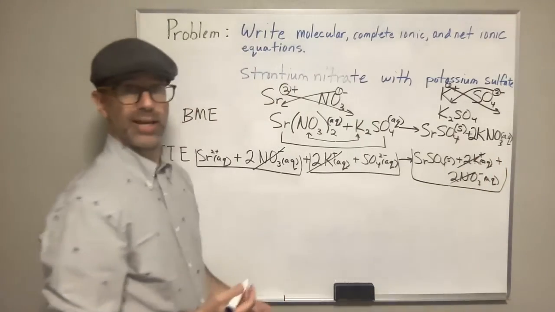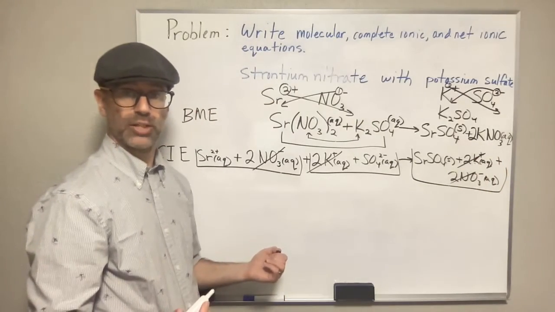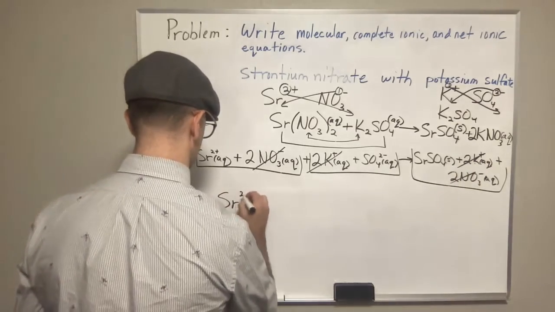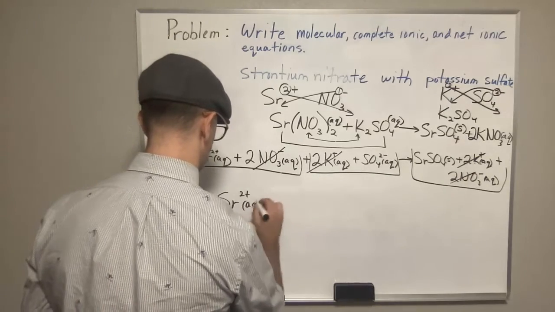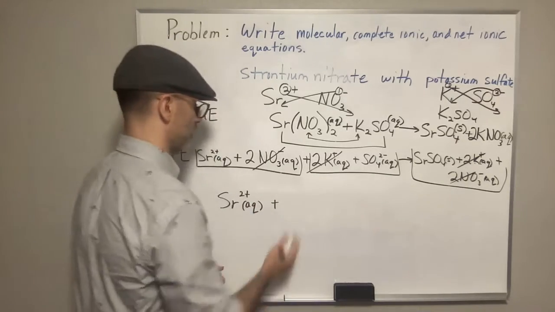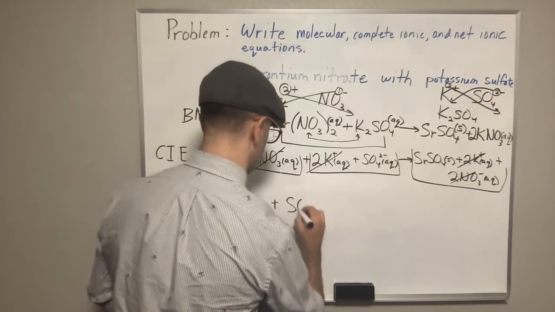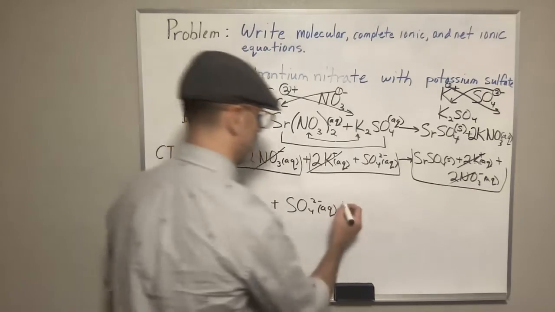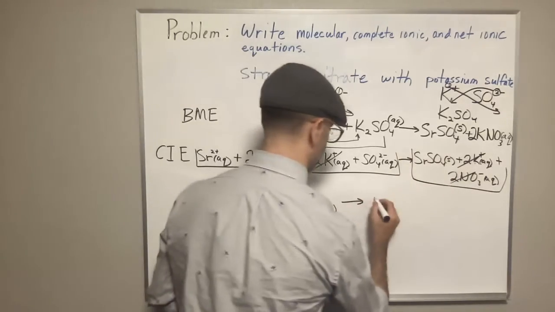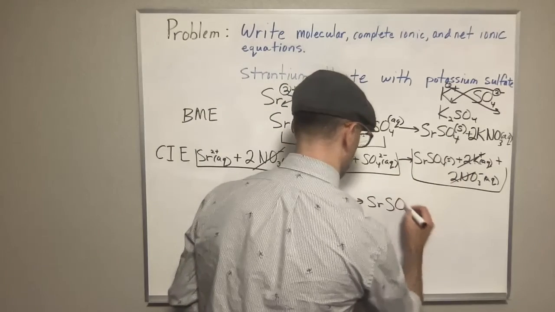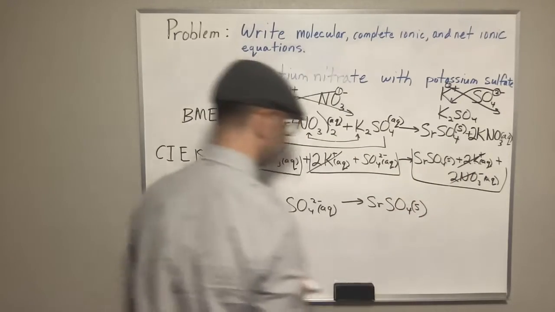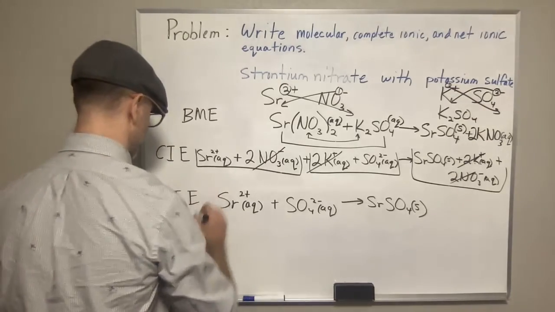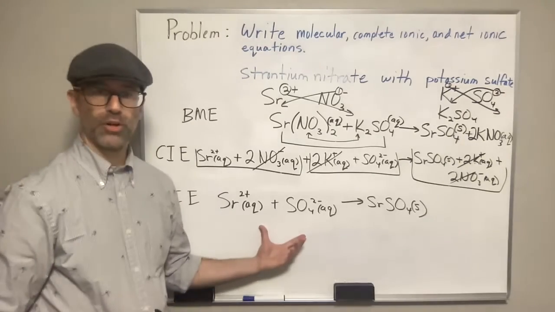And then what's left over is the net ionic equation. So we just write what's left over. I have my Sr2 plus aqueous plus my sulfate SO4 2 minus aqueous, and that gives me my solid SrSO4 solid. And so this is my net ionic equation. And so there you have it.